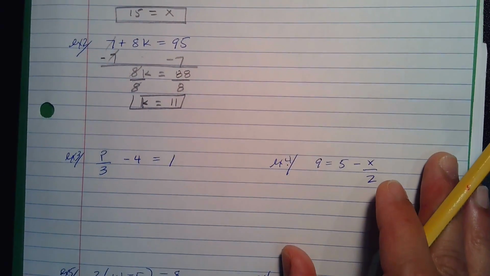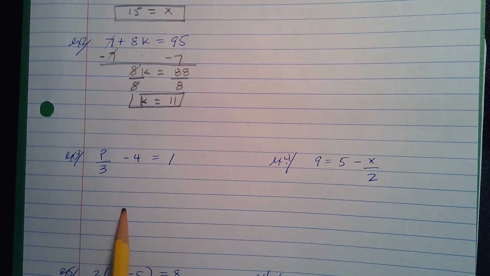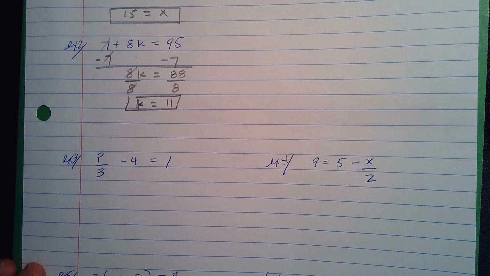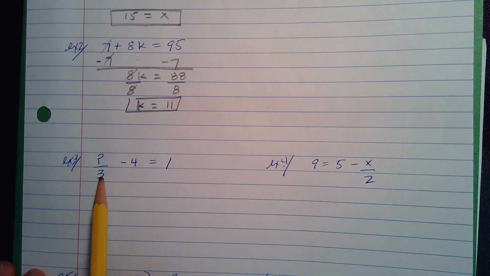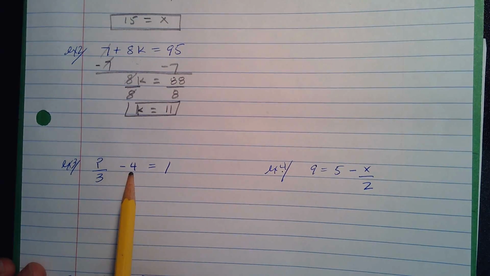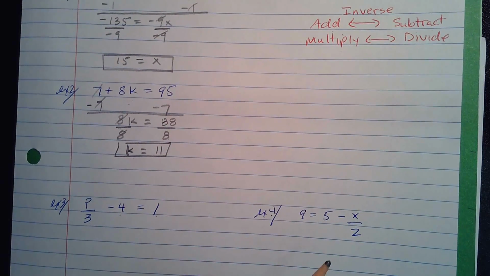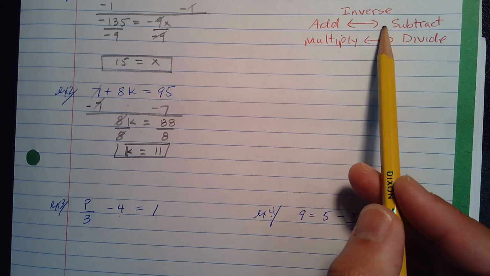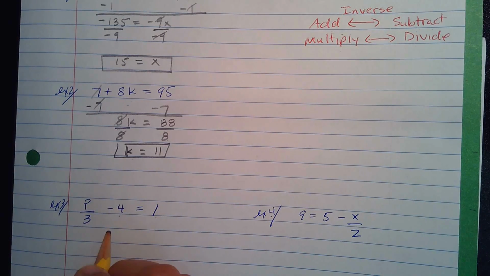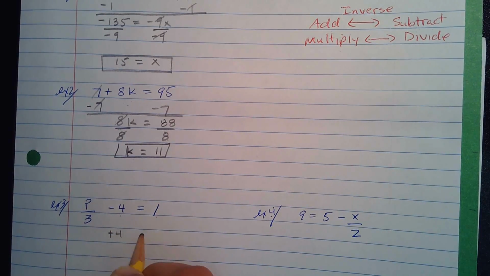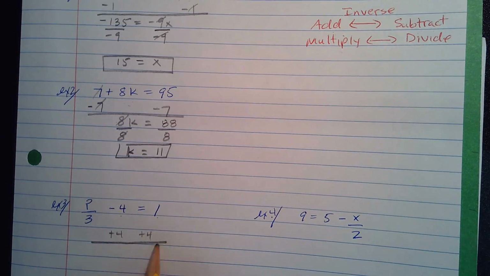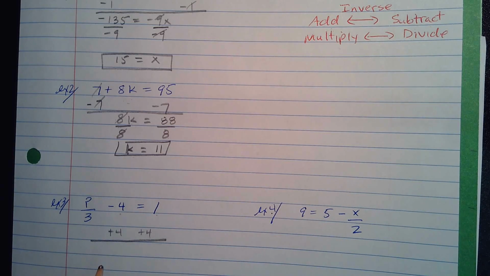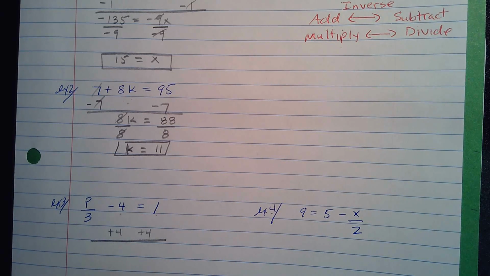All right, let's do example 3. In this example, the variable is p. P is on the left side. So now let's move this 4. What is the inverse of subtracting? The inverse of subtracting is adding. So I'm going to add 4 to both sides of the equal sign. The reason why we have to do it to both sides is we have to balance the equation.